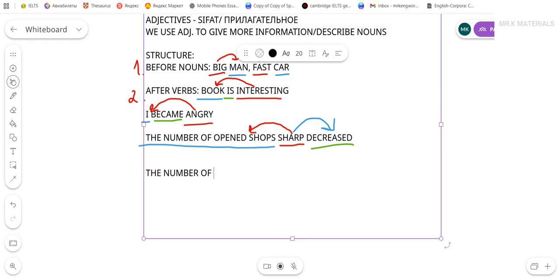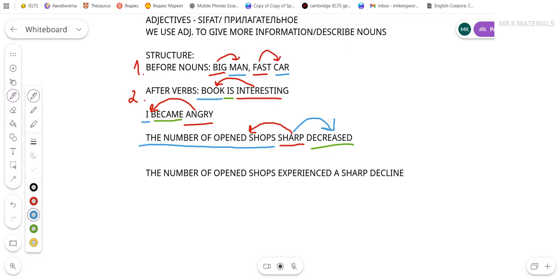All right, the number of open shops experienced a sharp decline. You may pause the video and see why this makes sense and why this is correct. I'll break it down. First, I have my noun, the number of shops, and then I have my verb, it experienced, and then I have adjective, a sharp, and then I have one more noun. So we'll have two cases when we put adjectives before nouns or after verbs.